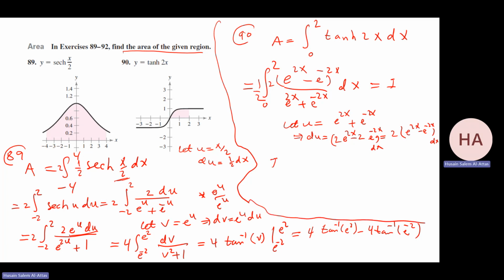So I will be 2 times the integral of du over u. Of what? e to the power 0 plus e to the power 0, that will be 2. Yes, e to the power 0.